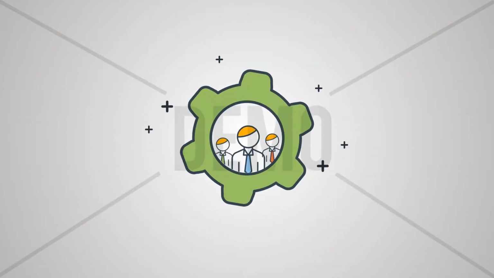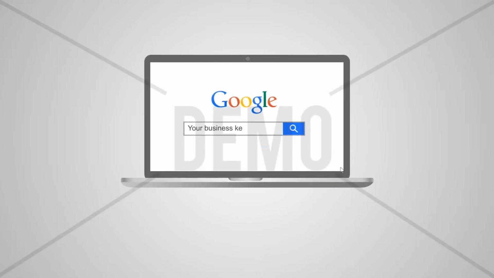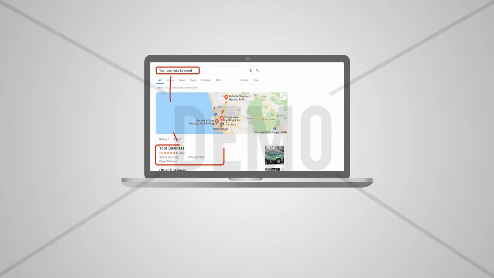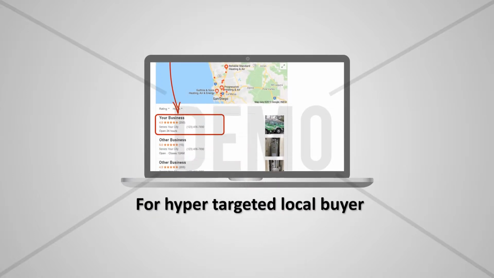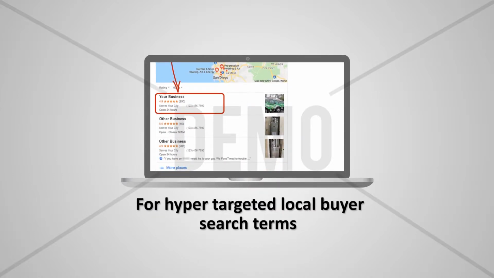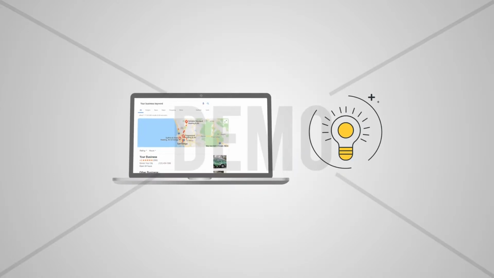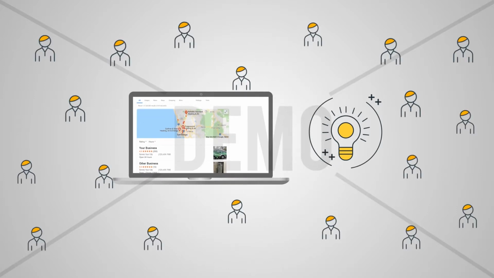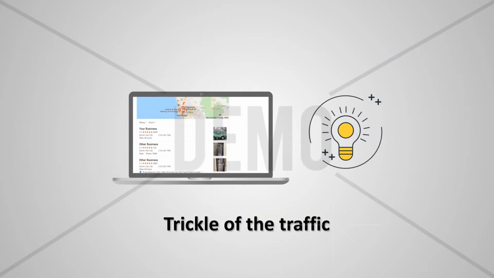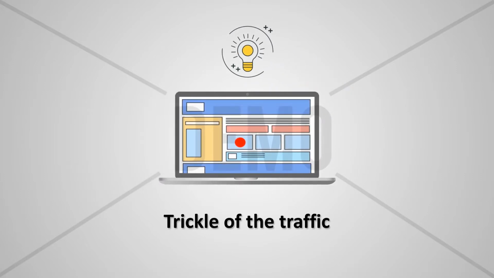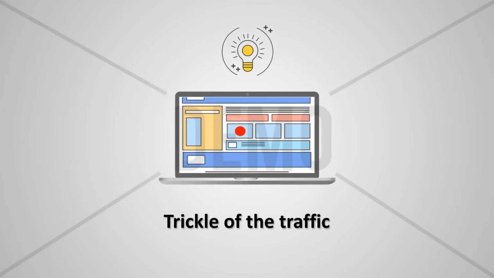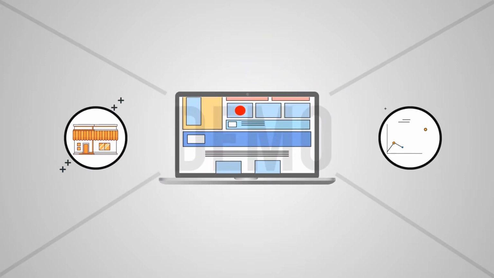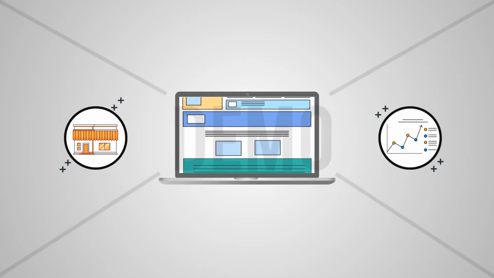We have a unique strategy of creating geo-targeted, service-specific, location-based pages that help you get ranked higher for hyper-targeted local buyer search terms. The strategy involves creation of high-quality service and location-specific pages where each page drives a trickle of traffic. When you add the trickle of traffic coming from hundreds of pages, you get all the leads you need to make your business flourish.